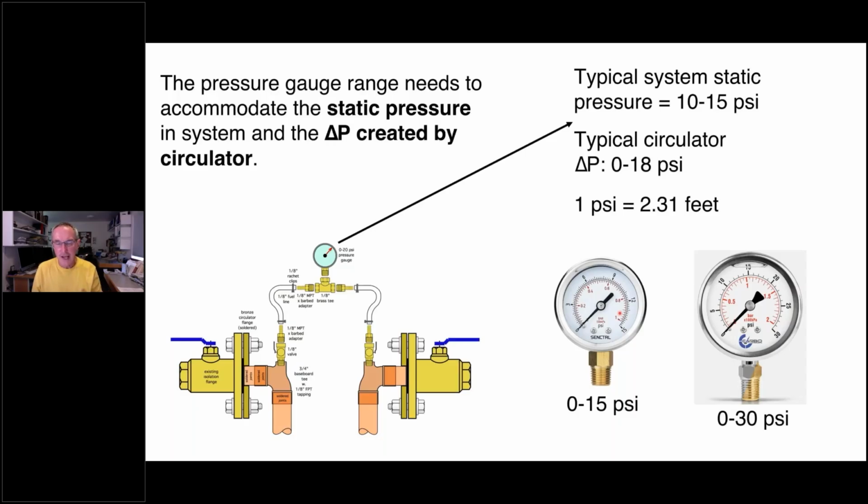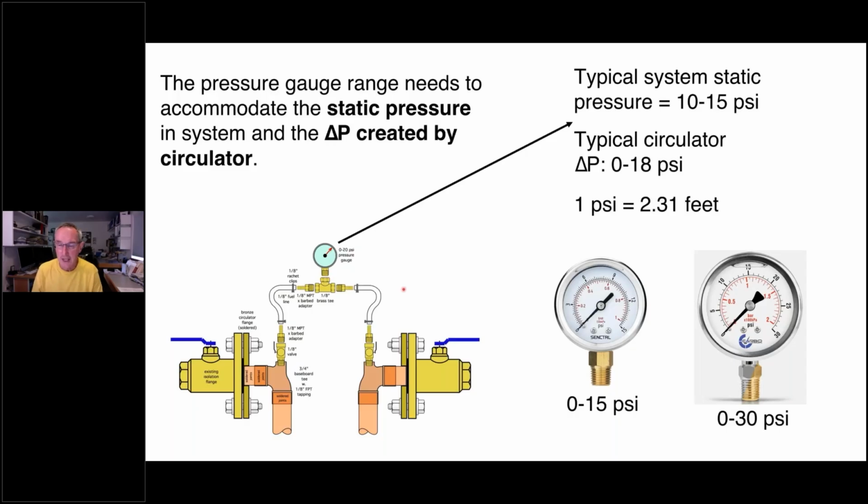If you had a system with a static pressure of, let's say, 5 psi, and you've got something like a Taco 007 circulator that might add another maybe 7 psi, 5 plus 7, 12 psi when the circulator is running, this gauge would be fine. On the other hand, if you had a circuit that had a 15 psi static, and then you put a circulator in it and add another, let's say, 10 psi, that would be 25 psi. So we would need, in this case, a 0 to 30 psi gauge. And of course, you could change these around.